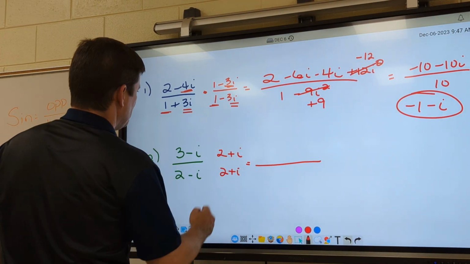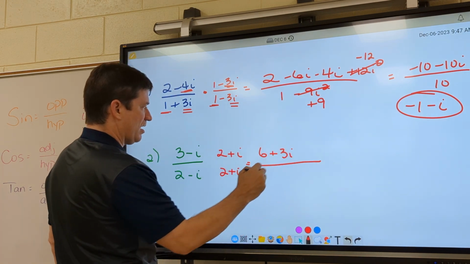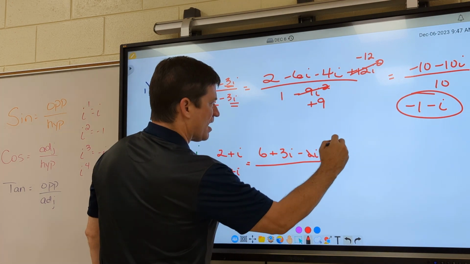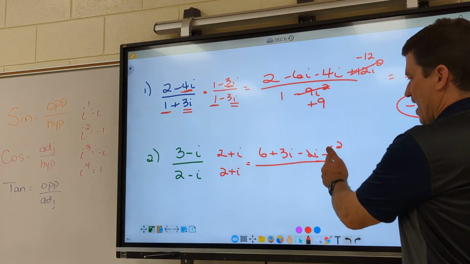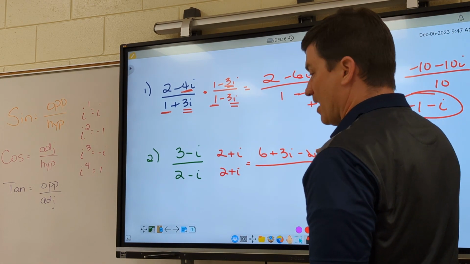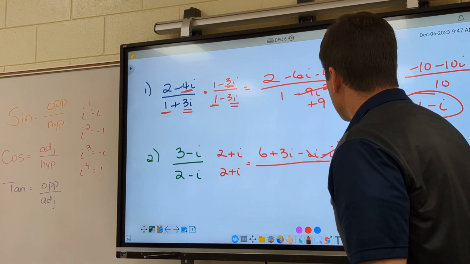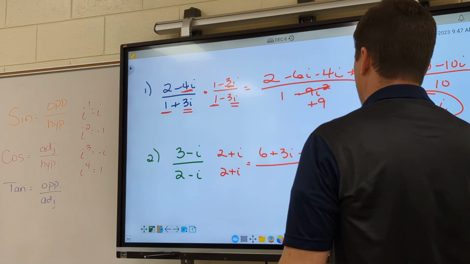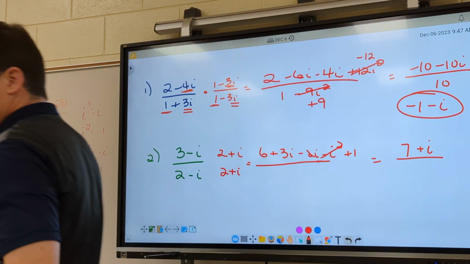Let's do the top. 2 times 3 will give you 6 plus 3i minus 2i minus i squared. Hunter, help me out right here. I got a minus and an i squared back to back. That means 1, because that's a negative times a negative. Because isn't i squared negative 1? So Hunter is right. It's just going to be a plus 1. So the top is 6 plus 1, which is 7. I got 7 plus 1i on top.